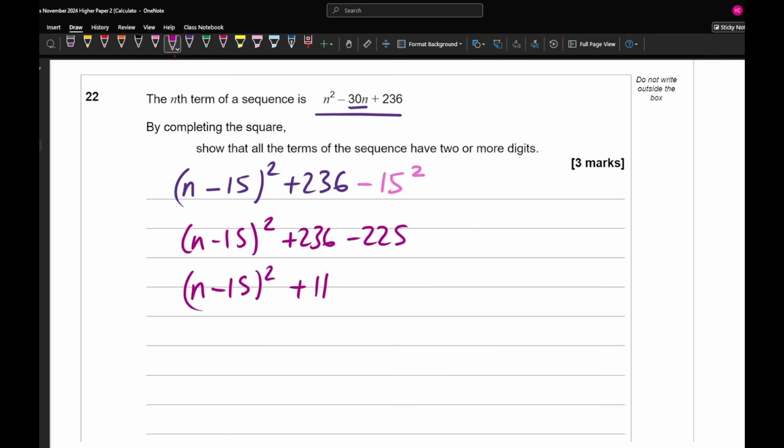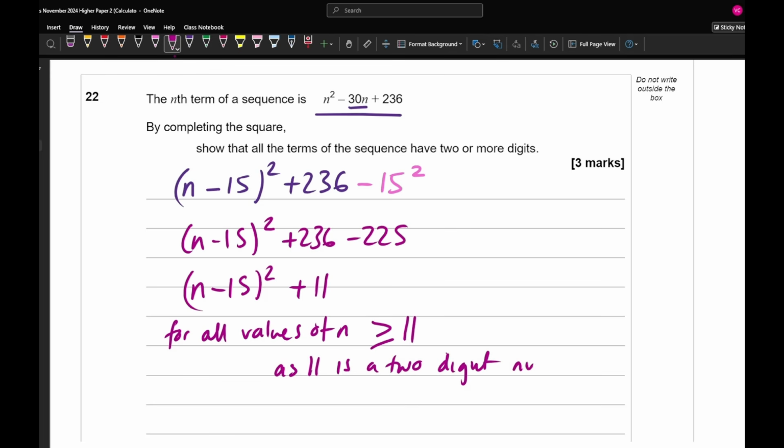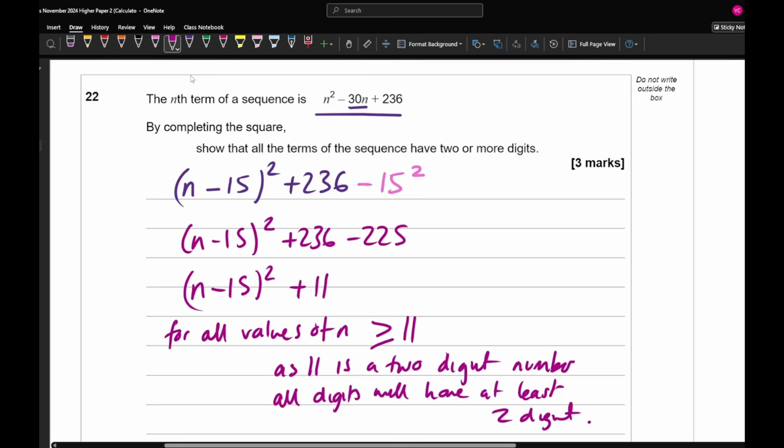Now if I work this out, I'm going to get n minus 15 squared plus 11. Now for all values of n, the answer is always going to be a number that is bigger than or equal to 11. And so, as 11 is a 2-digit number, all terms will have at least 2 digits, because the smallest number that it could be is going to be 11.